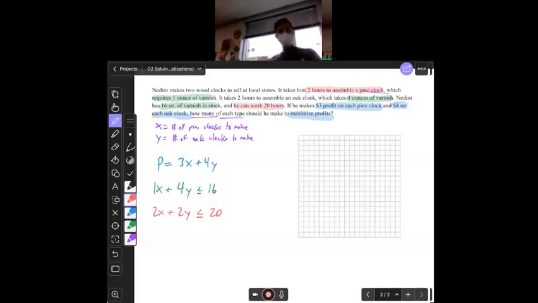Is there anything else constraining here? Any other constraints? Any limits? We do also have the implied limits of x not going to be negative, y not going to be negative. Again, it's not a super big deal if you don't put these, but they are implied. You can't make a negative amount of clocks.